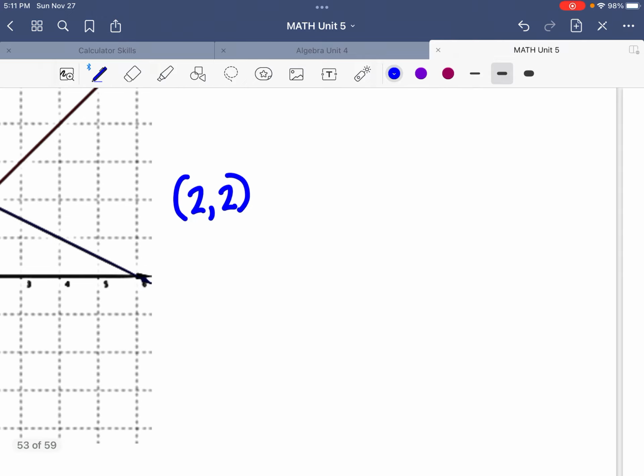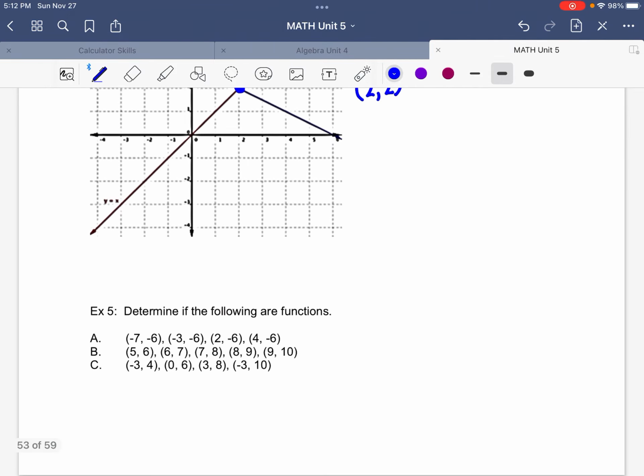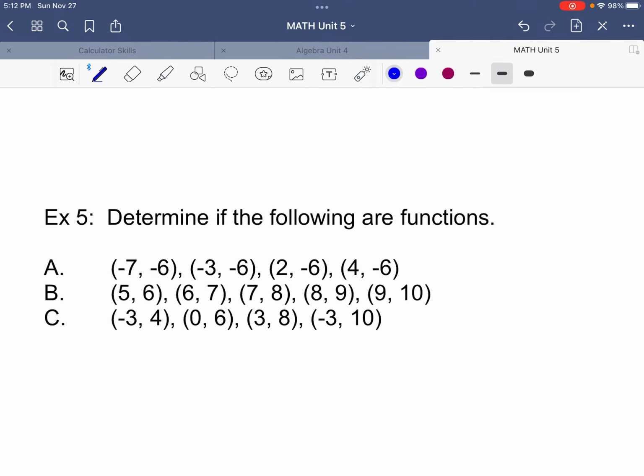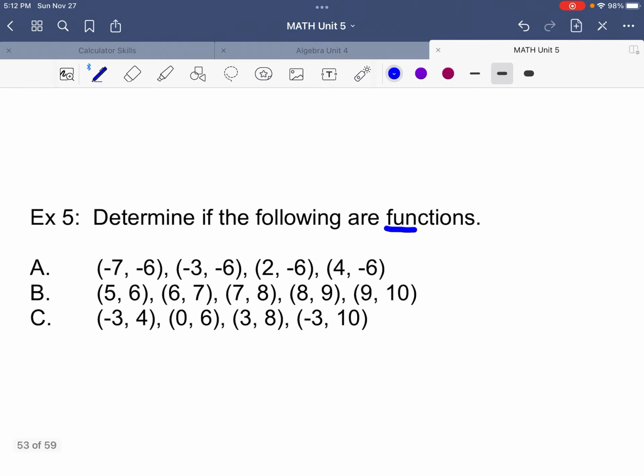So let's review just a little bit about proportional and functions too, just because that's going to be on your homework. Remember, if it's a function, none of the x values will repeat. So let's look here. A: -6, -3, 2, 4. All different x values. That is a function.